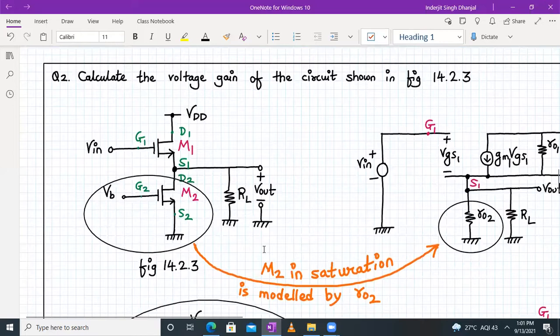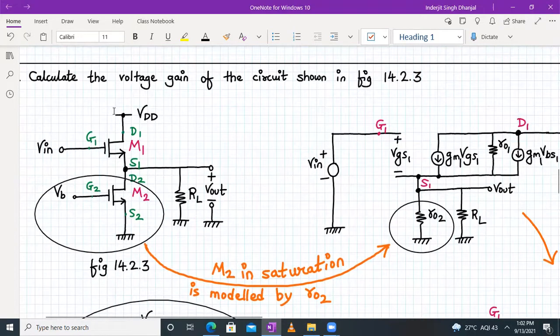Now we have to find the voltage gain, but not by the traditional approach of deriving the entire expression. No, we won't do that. What we will do is write the voltage gain expression by inspection, so let us try to do that. We know that if a transistor is in saturation, it can be modeled by RO2, the output resistance RO2. The VB value is given to make sure that MOSFET M2 is in saturation, because RO is what represents the MOSFET as a current source, correct?